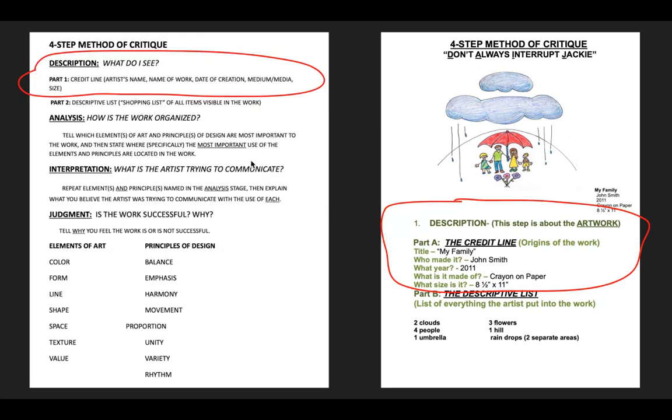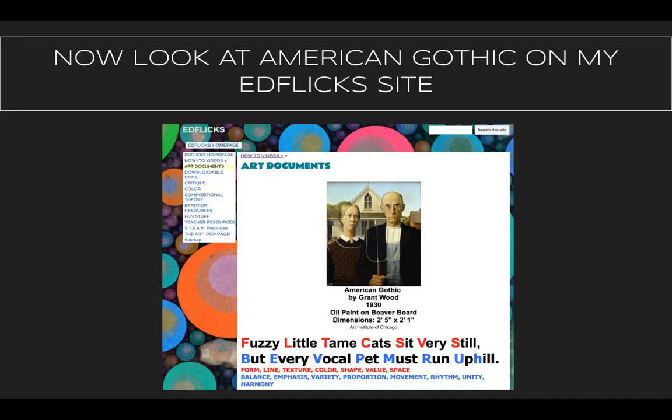Okay, now here's another interesting handout that might come in handy for you. And once again, still on Edflix. This is actually just directions. So description is all about what do you see. Now part 1 is the credit line, and you need to list the artist's name, name of the work, just what I was talking about here. So it's just something to make sure that you don't lose your way.